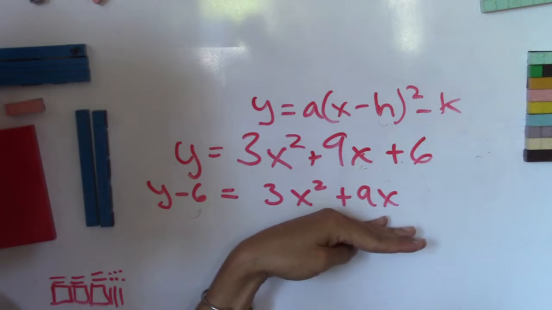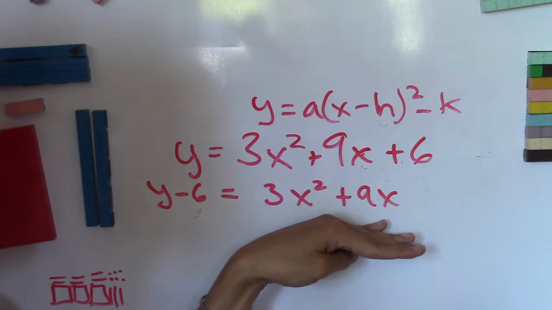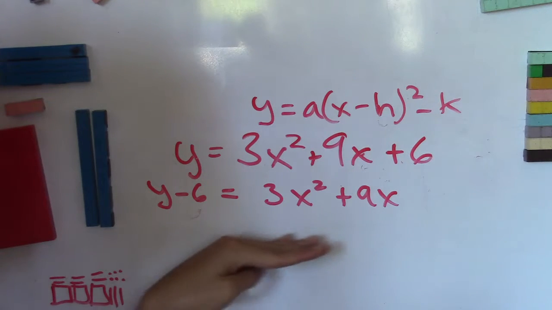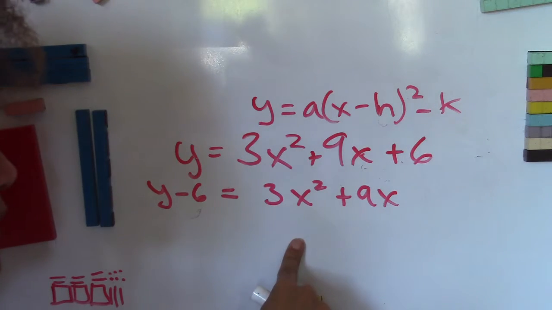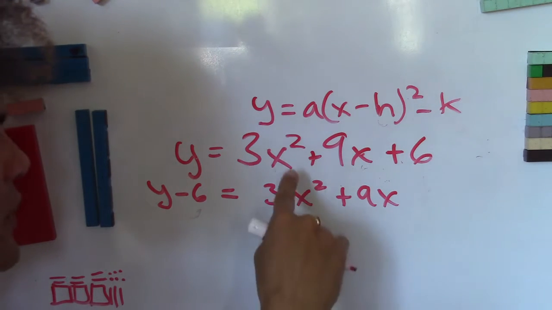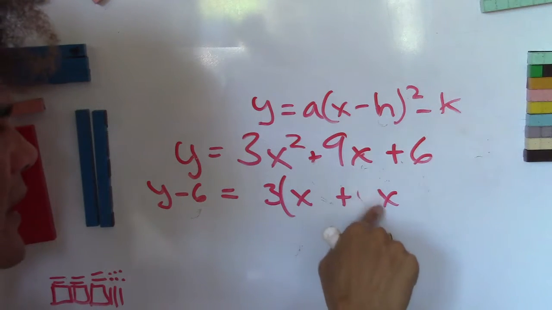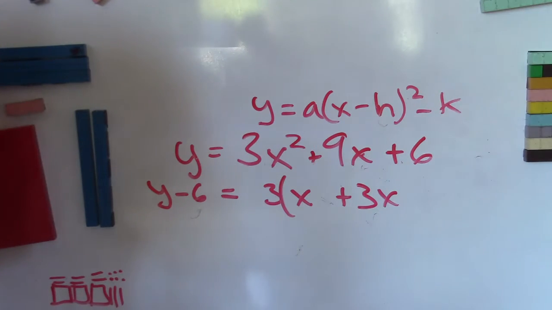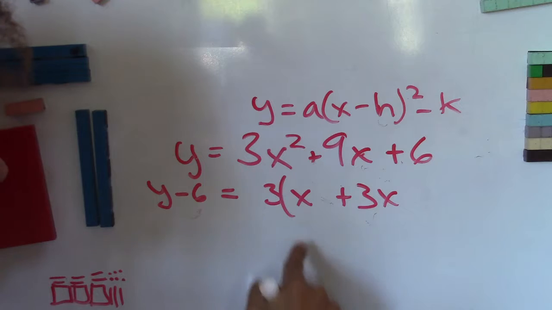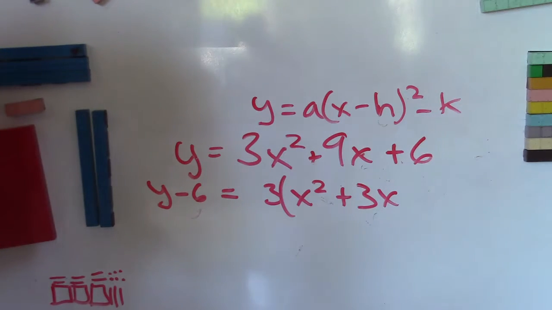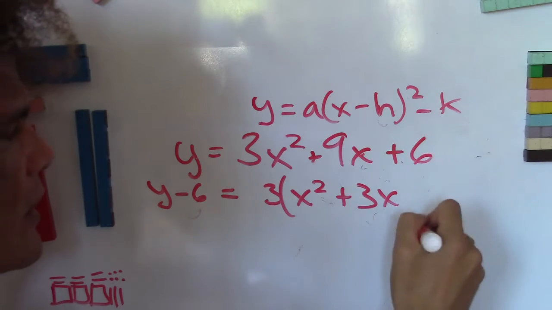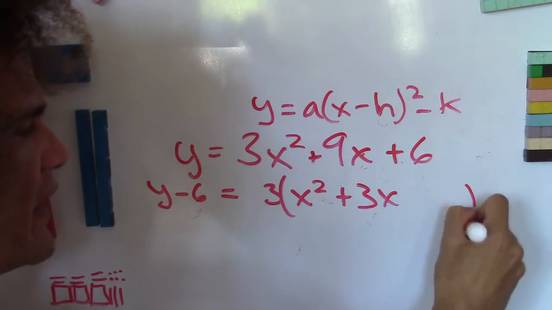Alright, wait. What do I do first? y minus 6 equals 3 times the quantity of x squared plus 3x. I did 2 in 1 step. Oh, you skipped a step is what you did, right? Yeah. So you did this, and then this. Oh wait, that's supposed to still be x squared. Yeah. Okay. And then the other bracket, and then you completed the square.